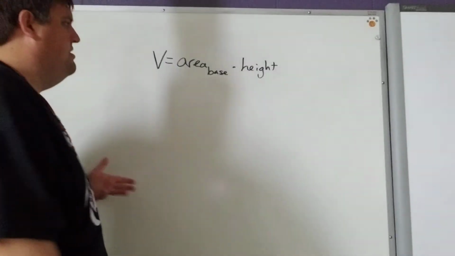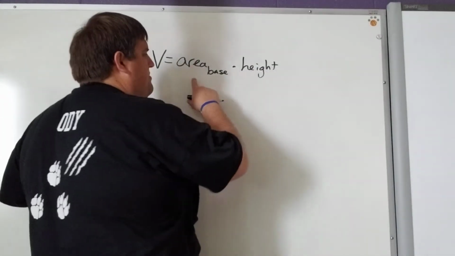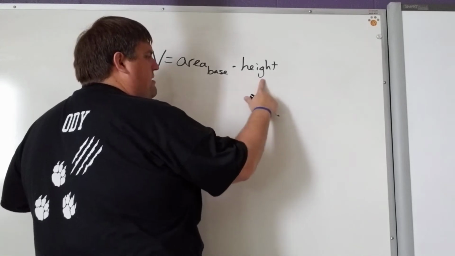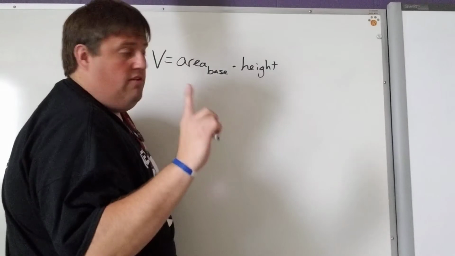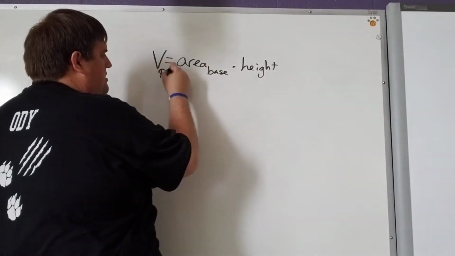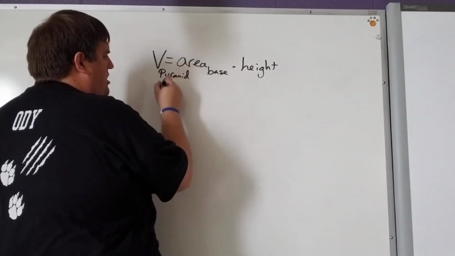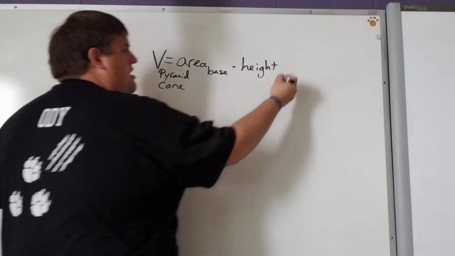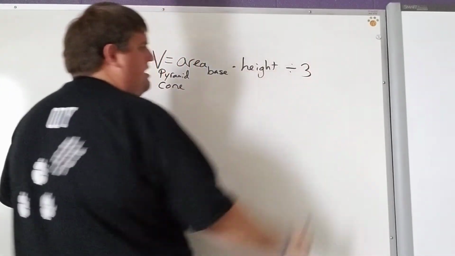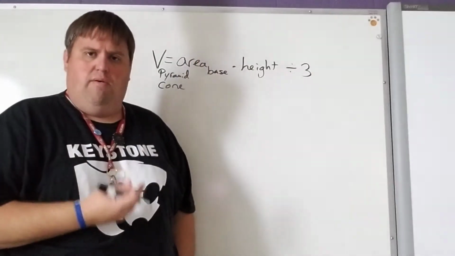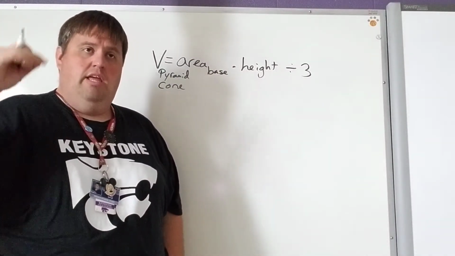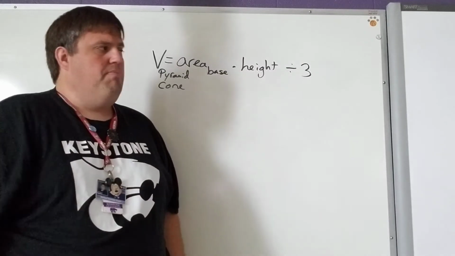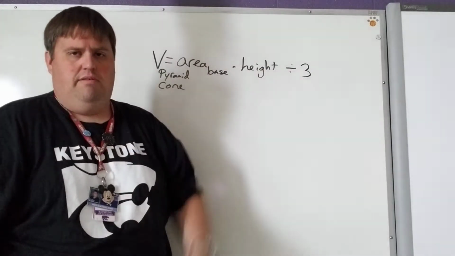So in fact, the way I always remember it is this. It's still area of the base times height, but if it goes to a point, so for pyramids and cones, you divide by 3 at the end. You only need 1/3 of your volume. So if it's a pyramid or a cone, it goes to a point, you divide by 3 at the very end of your problem. Area of the base times height, divide by 3.